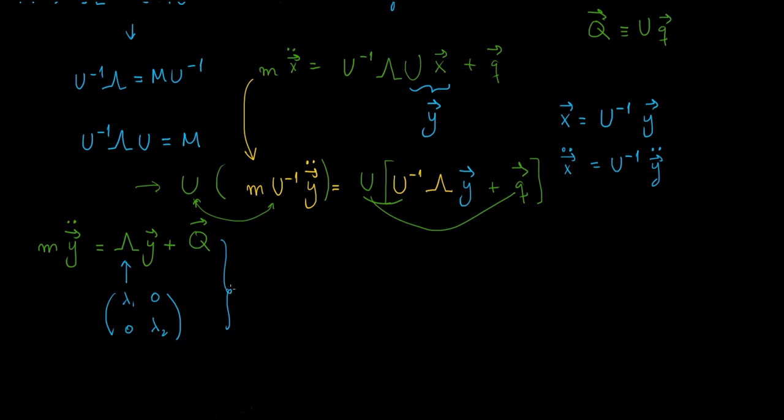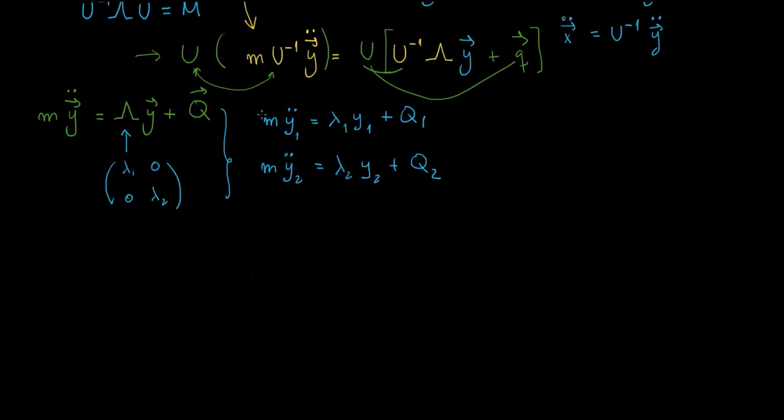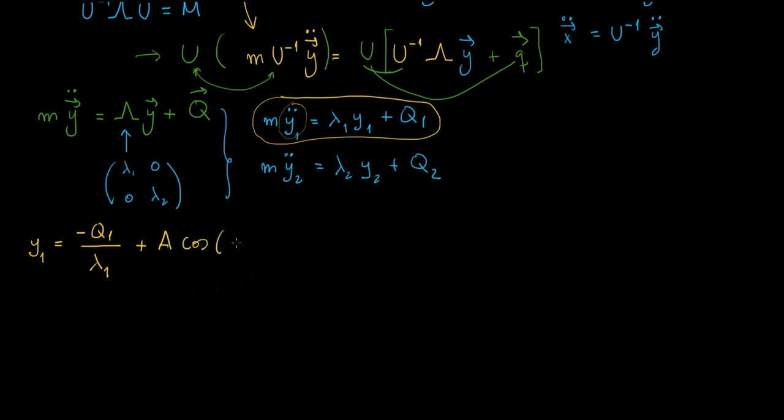And we have got two decoupled equations, namely m y1 double dot equals lambda 1 y1 plus q1, and the same thing but with 2. Now we know that this type of equation, because it's a displaced harmonic oscillator, if we set the acceleration equal to 0 to find the equilibrium position, then we find that it is minus q1 divided by lambda 1. This is the equilibrium position, plus some constant A, for example, times cosine omega t plus initial phase.